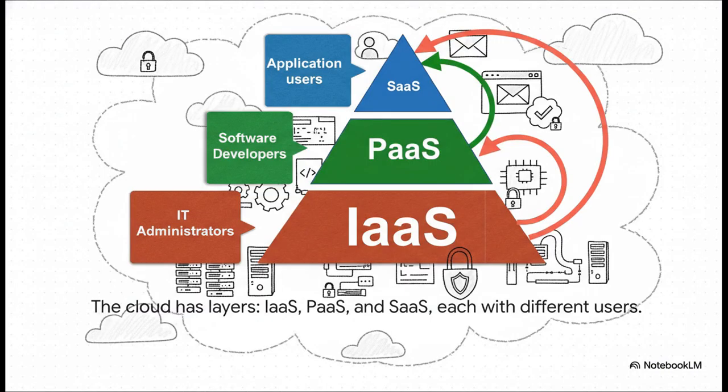See, at the very bottom, you've got Infrastructure as a Service, or IaaS. This is for the hardcore IT admins managing servers and networks. Then in the middle, there's Platform as a Service, PaaS, which is where developers live and build their apps. And right at the top is Software as a Service, or SaaS, and that's what most of us use every day. Think Gmail or Salesforce. Different layers, different people, totally different security puzzles.